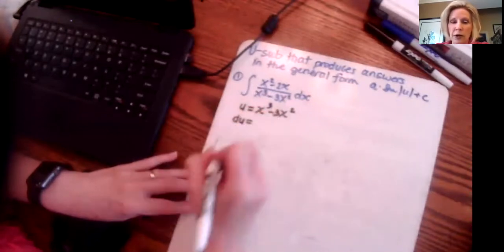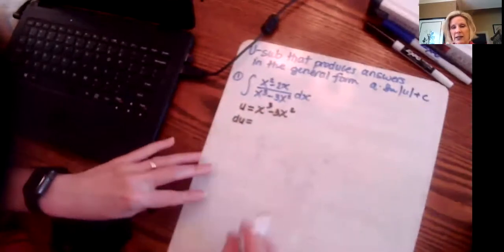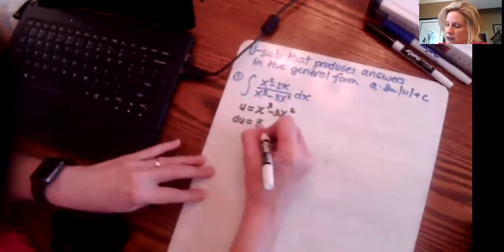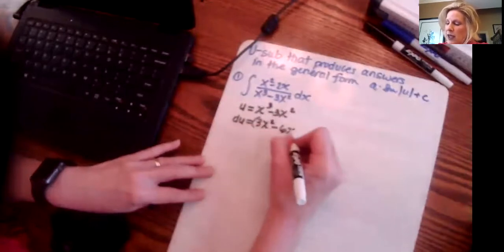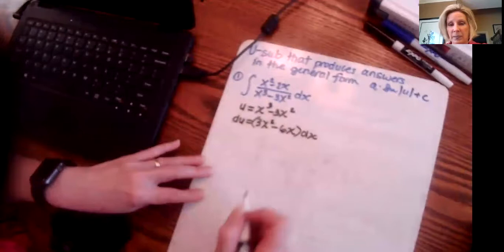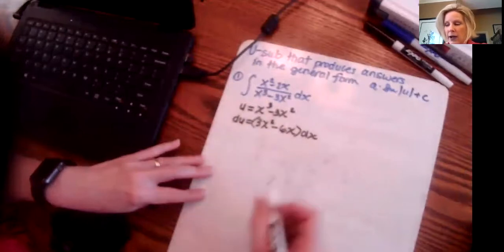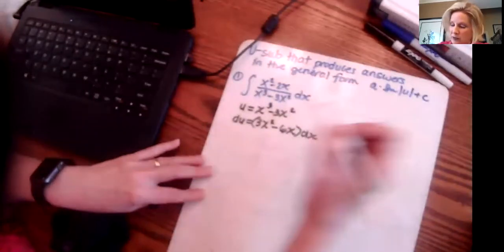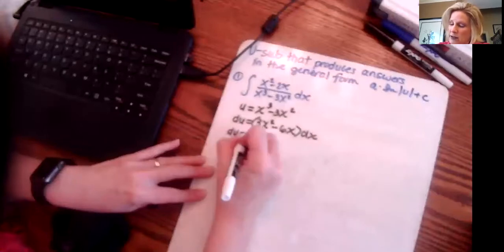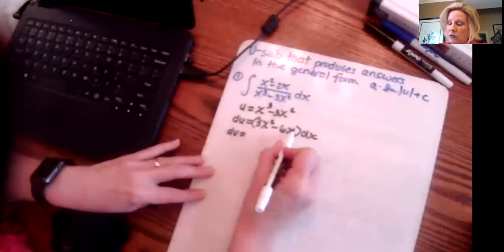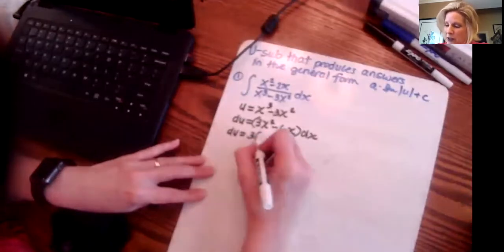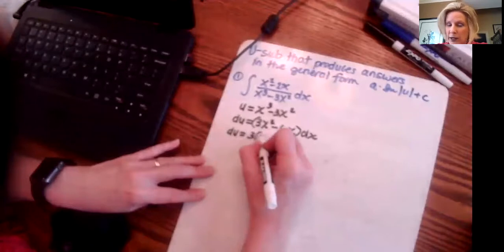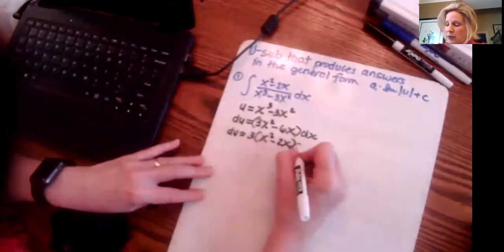So using our shortcut from yesterday, I can say that du is 3x squared minus 6x, and all of that would be times dx. Well, that does not look like the top of my fraction. So notice on this, I could factor out the number 3. I could factor out x, but that won't help me as much. If I factor out the number 3, I'm going to have x squared minus 2x and then dx.